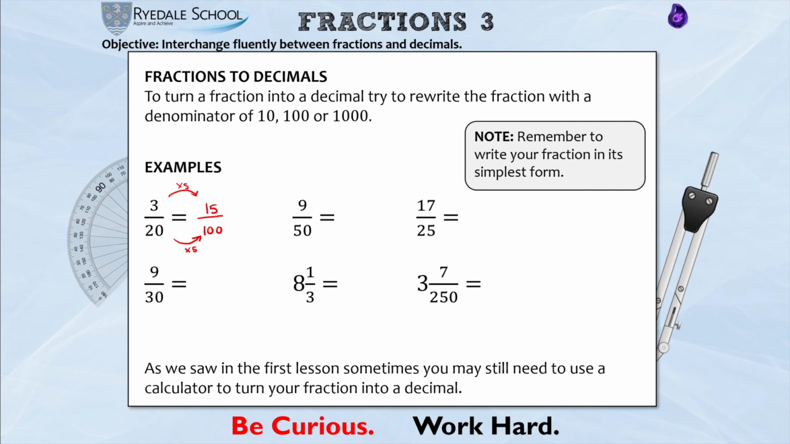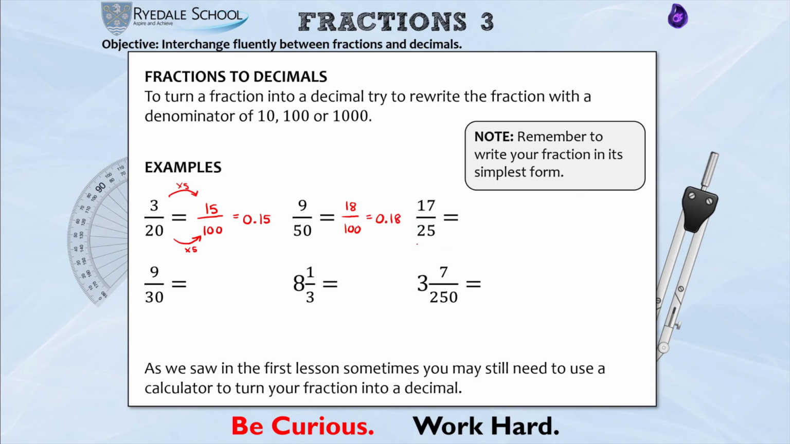So that is the same as 15 over 100 or 15 divided by 100. Well, we know when you divide a number by 100, you move the digits 2 places. So that is now 0.15. Similarly, I can multiply the top and the bottom by 2 to make this one 100. This is 18 over 100, which must be 0.18.